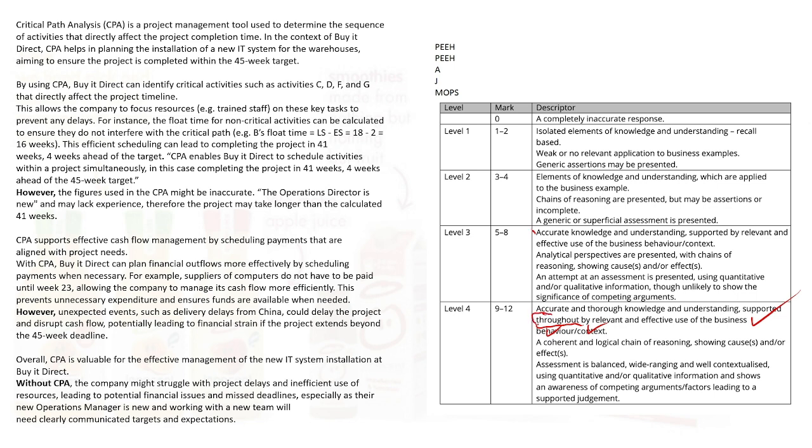Okay, so if you don't contextualise in one of your paragraphs, you will go to level 3. If you don't contextualise in your conclusion and justification, for that standard you will go to level 3. Context is king. Remember that throughout everything. A coherent and logical chain of reasoning showing cause and or effect.